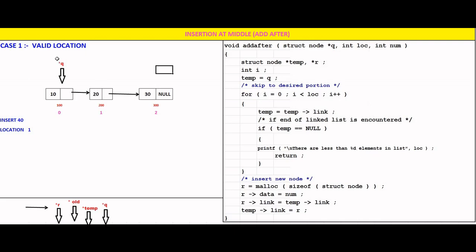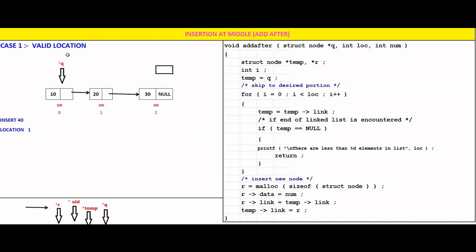There are again two cases. One is a valid location, means what? If in this linked list you pass the location, either 0, 1 or 2. And invalid location means what? If you pass any location which is not present in the linked list, that is, a number other than 0, 1 and 2. You can say 3, 4, like that.